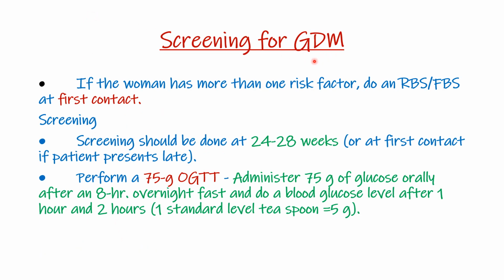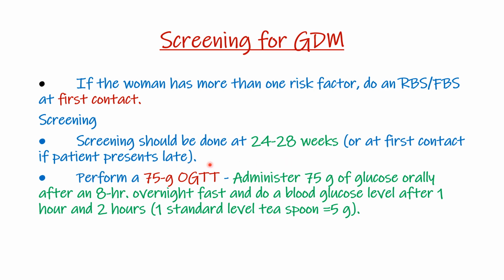So screening of gestational diabetes. As you've mentioned before, gestational diabetes is commonly in the second and the third trimester. So if you're going to screen, you're going to screen during that time. And as said in the previous slide, it most commonly starts after 24 weeks. So if a woman has one or more risk factors, you do a random blood sugar or fasting blood sugar at first contact. Kindly note, at first contact. However, for the rest of the women, screening should be done at 24 to 28 weeks, or at first contact if the woman presents late.